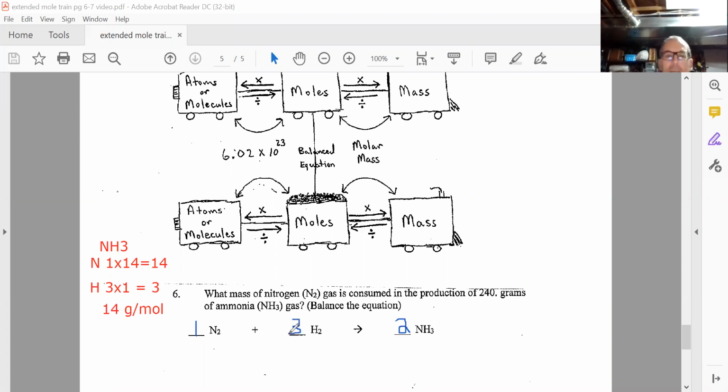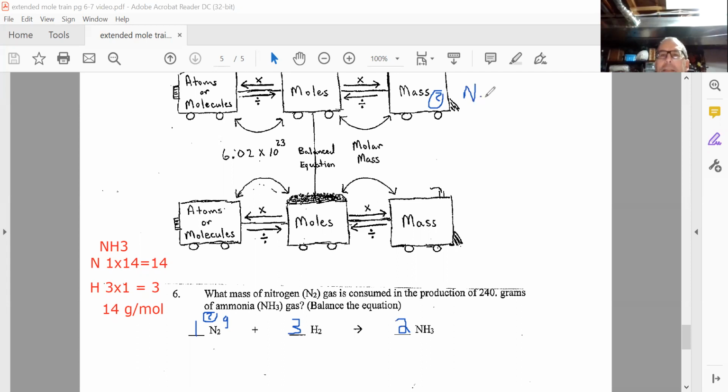All right. The next thing is, it says, what mass of nitrogen? So we don't know the N2. I'm just going to draw a little question mark up here, and it says mass. That's a question mark, and that's grams. So that's going to be our ending point. I always like to put what I don't know on top, and I'm going to call that N2.